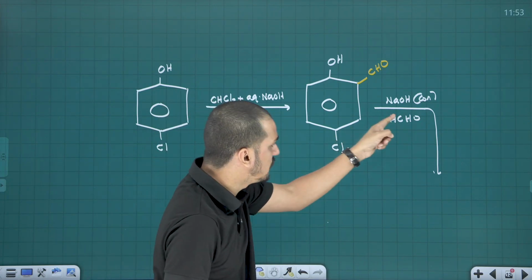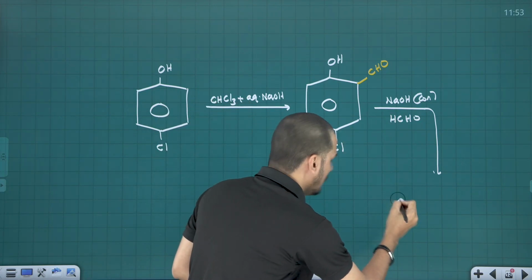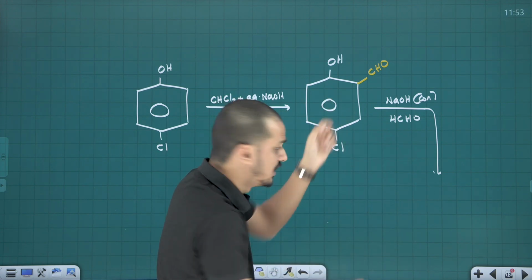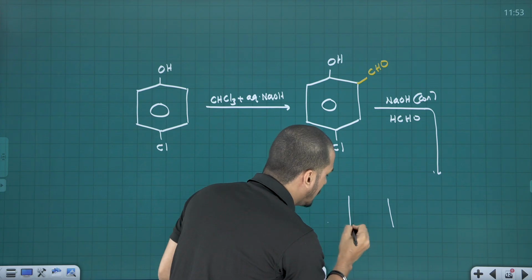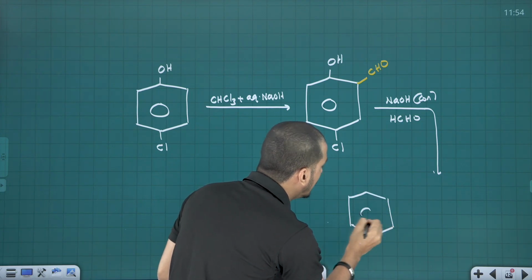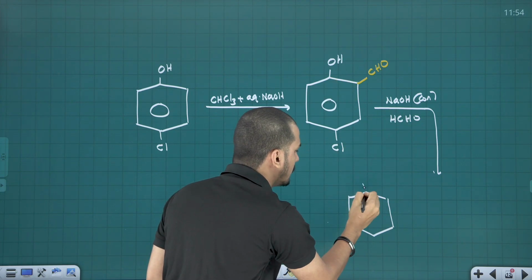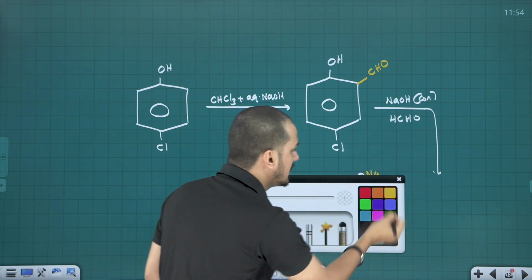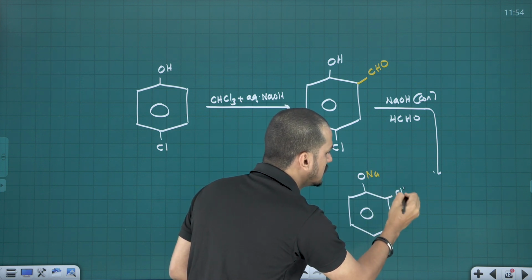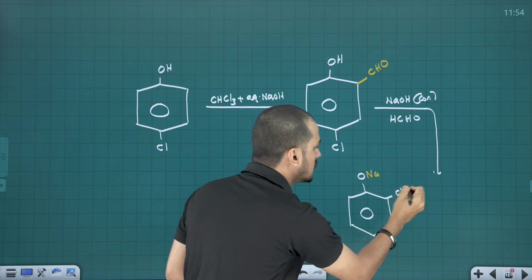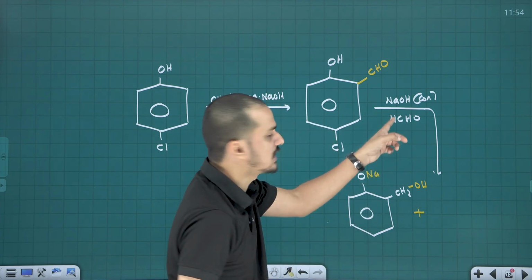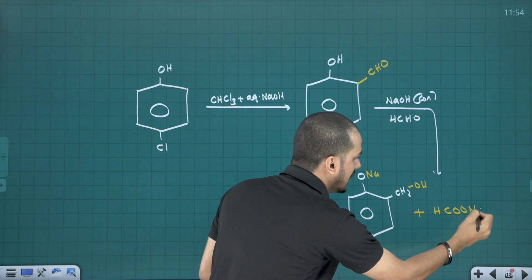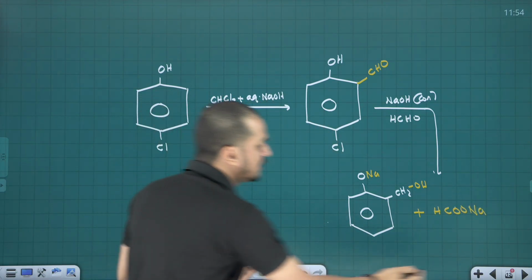So see dears, if it is treated with this, what will we get? One molecule will be oxidized, one molecule will be reduced. This molecule will be reduced. How will it become? Once you are treating with NaOH, the top O becomes ONa, and the CHO portion will be reduced to CH2OH. And this portion, HCHO, will be oxidized to HCOONa.